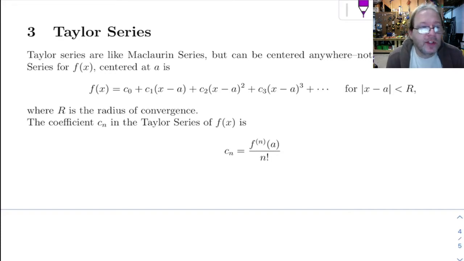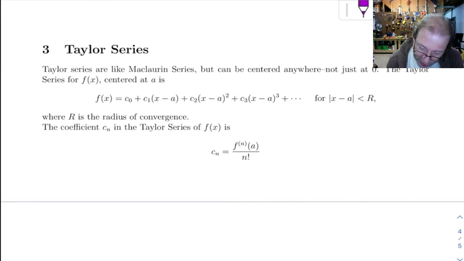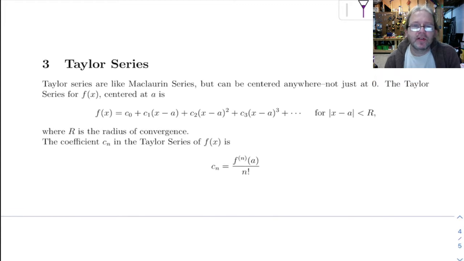All right, the last thing we need to talk about in this section is the Taylor series. So far we've been doing Maclaurin series, and Maclaurin series are centered at 0. A Taylor series, though, can be centered anywhere. And so in that sense, a Maclaurin series is a special case of a Taylor series.